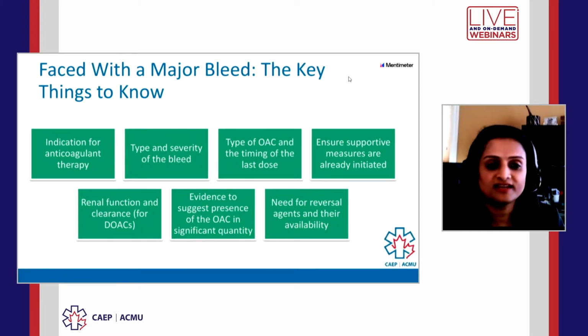What about any evidence or any lab work that we can do to establish or suggest the presence of these in a significant quantity? And we'll talk about all these aspects as we go through the presentation. And then, of course, how do we establish that we do need to use a reversal agent, what is the availability in your center, and how do you tailor that into your management plan for this patient? Next slide.